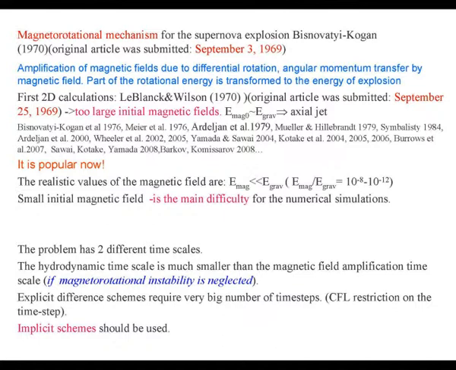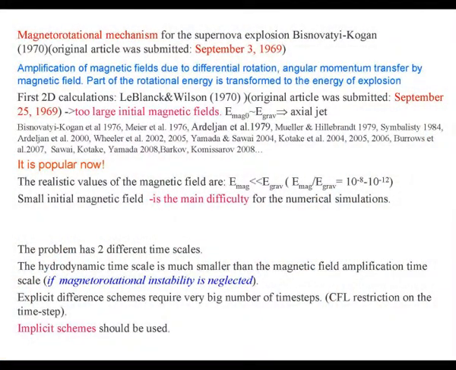The idea of Bisnovatyi-Kogan was to take part of the rotational energy, which in some sense is part of the gravitational energy, and transfer it to the explosion energy by the magnetic field. So if we have a rotating and magnetized pre-supernova, due to non-uniform collapse we have differential rotation, we have amplification of the magnetic field, and the magnetic field can work as a transmission belt which can transfer angular momentum from one Lagrangian particle to another, and at least part of the rotational energy can be transferred to radial kinetic energy and can lead to a supernova explosion.